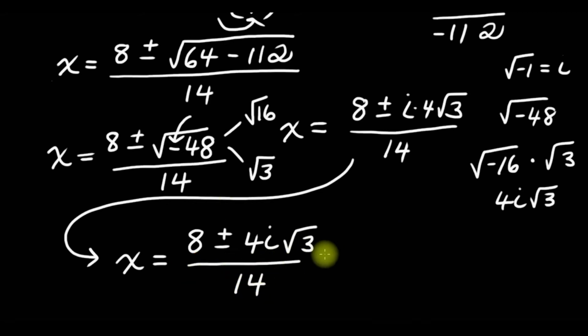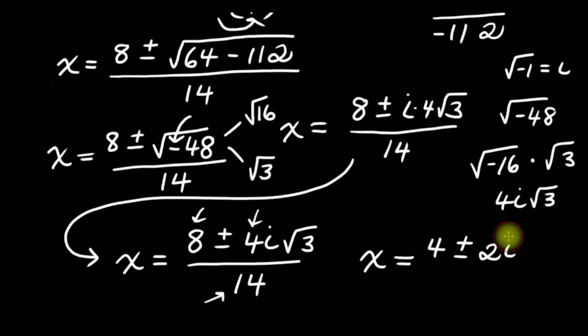And then I think there's one more thing we need to do, which is to reduce it. It looks like 2 can go into all of these numbers. 2 can go into 8, 2 can go into 4, and 2 can also go into 14. So 2 goes into 8 4 times, plus or minus 2i.